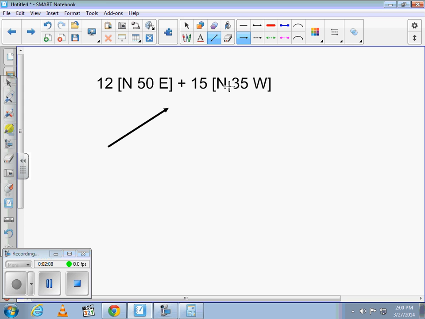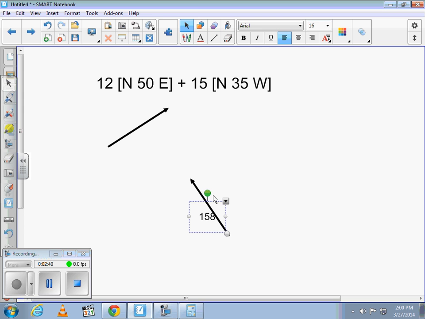My second vector is 15 north 35 degrees west. So it's going to be a little bit longer than that one. And we start off going north, and we rotate about 35 degrees towards the west. I now want to add these two vectors together. So to add these two together, I'm going to take this one here. Remember, it has a magnitude that is 15, and its direction is 35 degrees west of north.